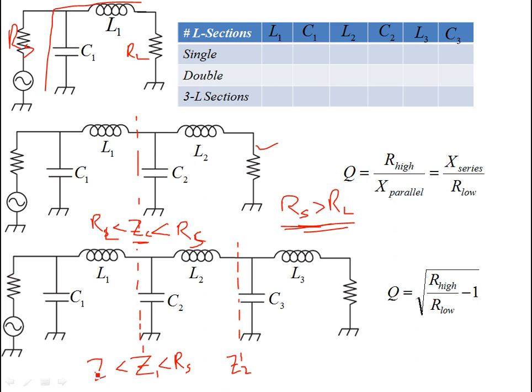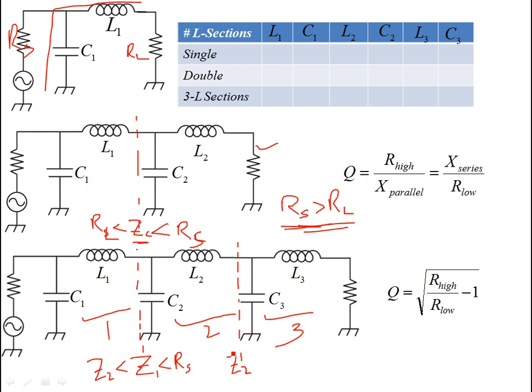It will be greater than Z2 because the first network is transforming the second network. This is your second network, that is your third network, and this is the first network. So the second and third are being transformed to an impedance called Z1, and Z1 is supposed to be less than RS.